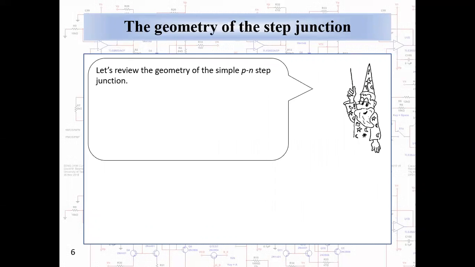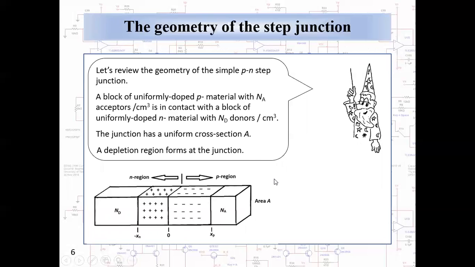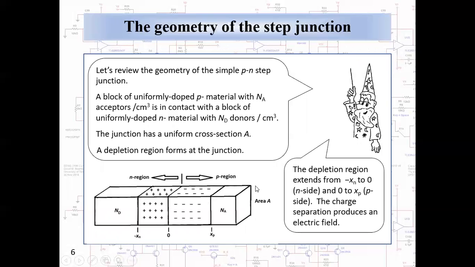Let's review the geometry of the simple PN step junction. We have a block of uniformly doped P-type material with N sub A acceptors per cubic centimeter, and it is in contact with a block of uniformly doped N-type material with N sub D donors per cubic centimeter. The junction has a cross-sectional area A, and a depletion region forms at the junction, as we've seen in a previous presentation. And the depletion region we'll assume extends from minus X sub N to 0 on the N side, and from 0 to X sub P on the P side. And this charge separation, this charge dipole, positive charges here, negative there, produces an electric field.